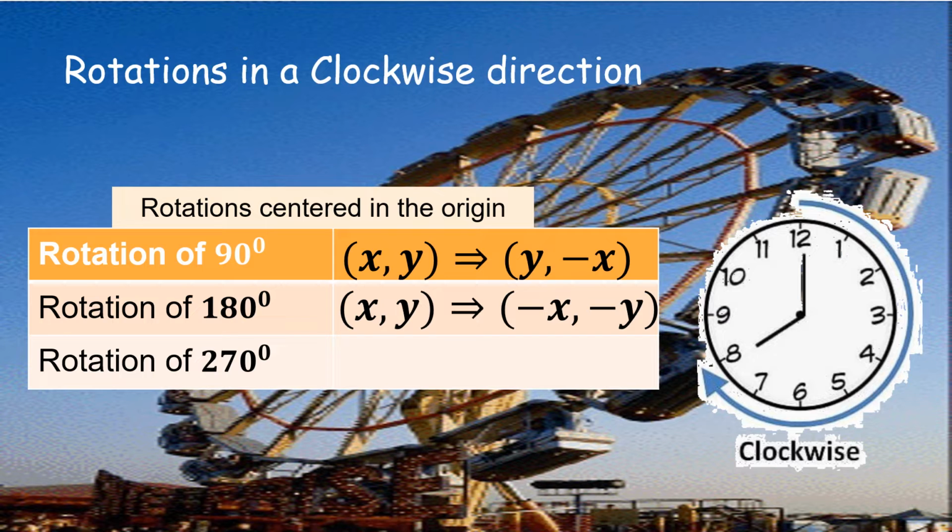For rotation of 180 degrees, most of the time we do not indicate if it is clockwise or counterclockwise because they are the same. Whether it is clockwise or counterclockwise, we get the inverse of your x and y, or the opposite of your x and y. For the rotation of 270 degrees in a clockwise direction, from your (x, y), it will become (-y, x).